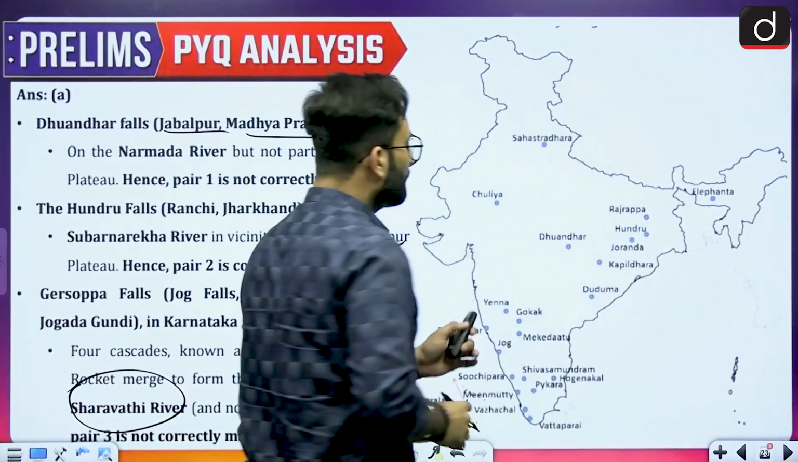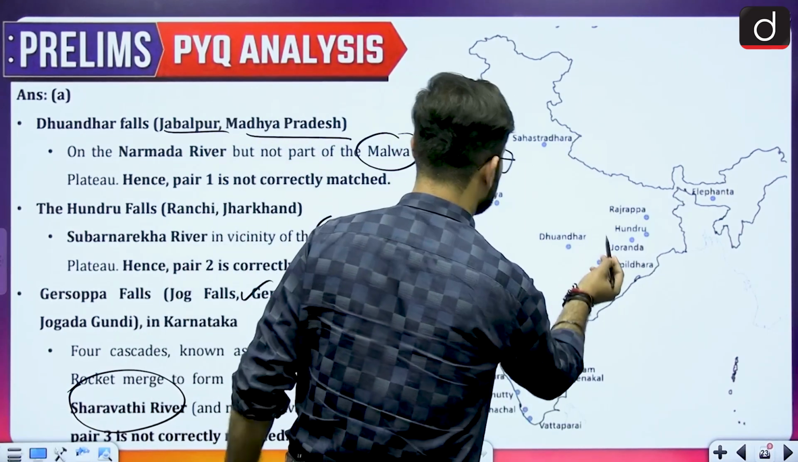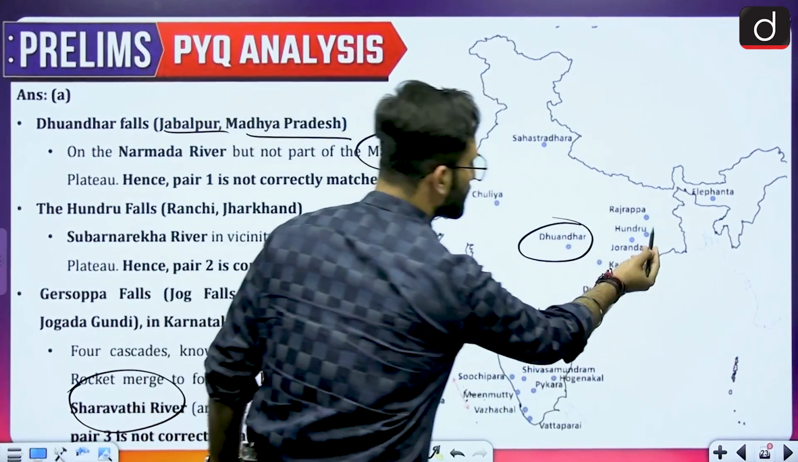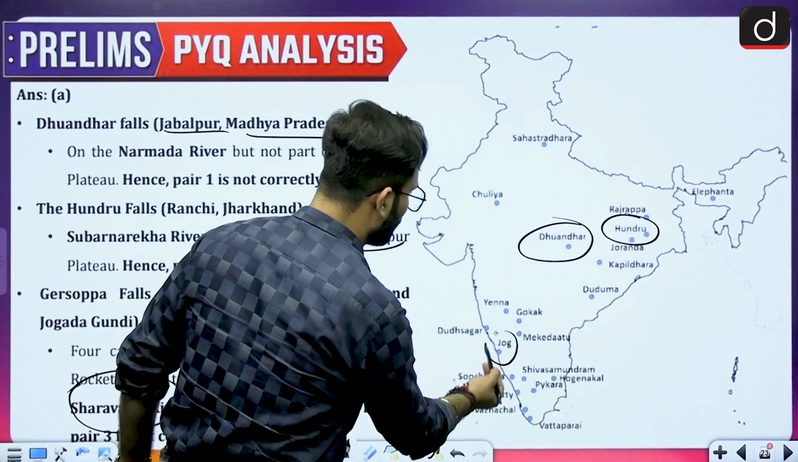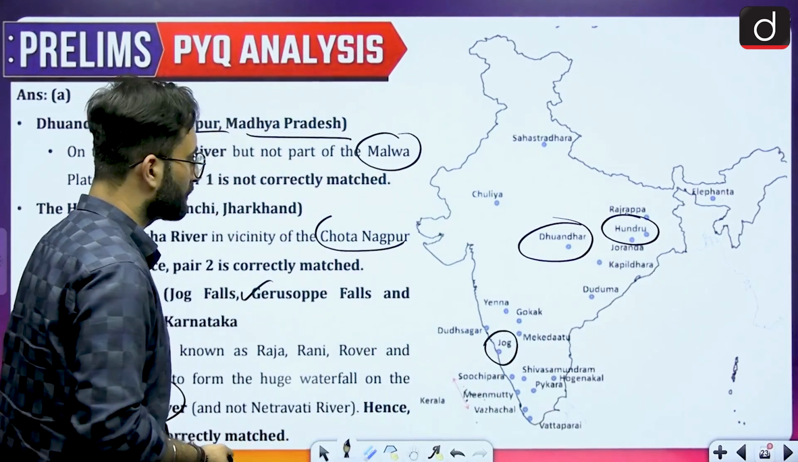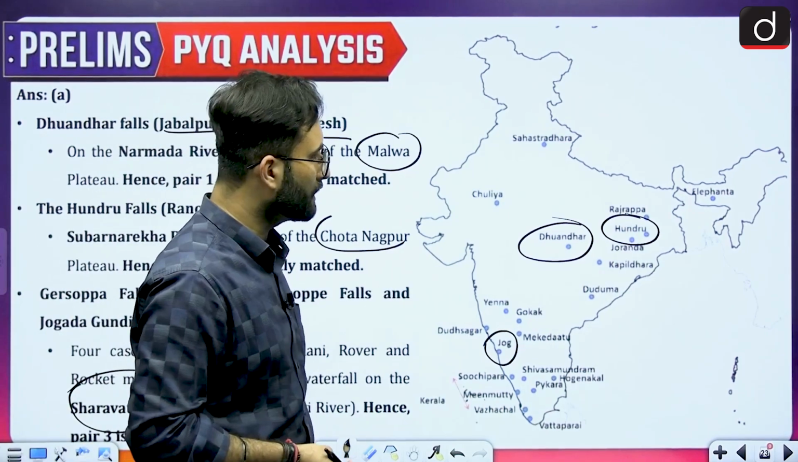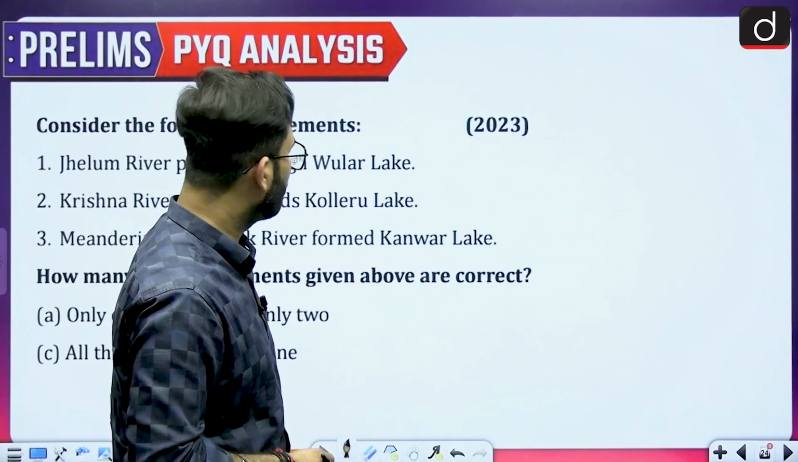Here are some of the important ones: the Dhuandhar, that is over here. Hundru is given over here. The next one, your Jog Falls, is somewhere over here. So these three are there, I guess. We have seen this. Now we can move further to the next one.